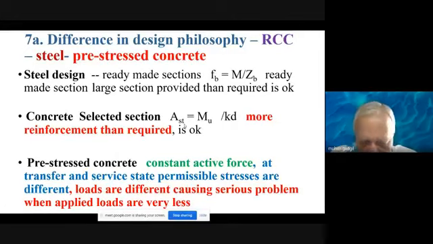Only thing is, when you are using the limit state method, then it might not be advisable every time to use a large amount of steel, because that reduces the ductility of the structure. But otherwise, nothing is going to happen to the structure if you provide slightly more steel.